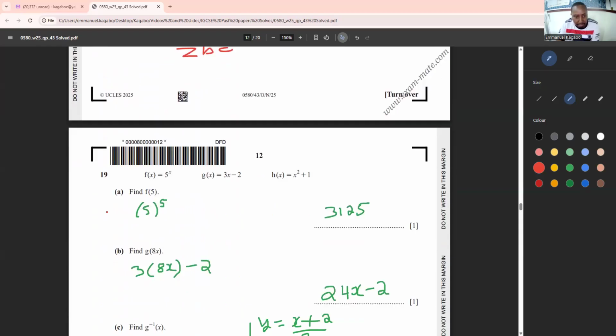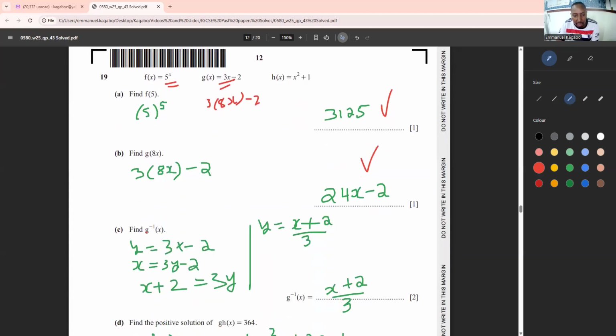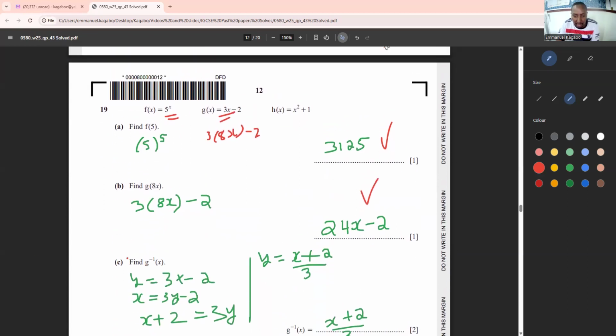Question 19. f of x equals 5 to the power x, and g of x equals that, and h of x is that. They said find f of 5. It's just substituting here, which is 5 to the power 5. You type that in the calculator, and then it gives you that. They said find g of 8x. That means where there is x in g, you put there 8x. So it's going to be 3 bracket 8x minus 2. And then when you simplify, you're going to have that. Then they said find the inverse.